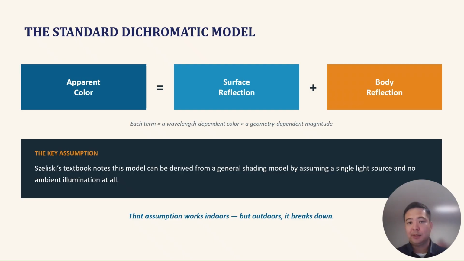Here's an important detail. This model assumes there's only one light source lighting the scene, and no other light bouncing around in the background. That single assumption is exactly what's going to fail once we step outside. And everything I cover for the rest of this presentation is just what happens when that assumption isn't true anymore.